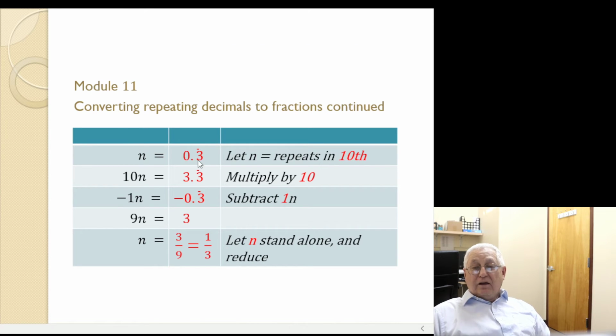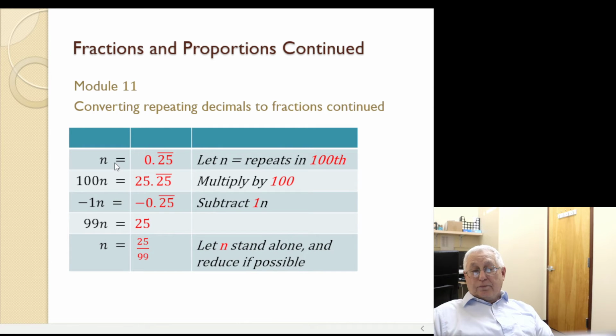Here we have let n equal 0.3 repeating, and it repeats in tenths. So we say 10n is going to equal 3.333, that 3 goes on forever. The reason that we got 10 is because we multiplied this. That becomes the whole number, 3.3. We subtract 1n from 10n, and we subtract 0.3 from 3.3, and we're left with 9n. 10n minus 1n equals 9n. 3.3333 minus 0.33333 is going to give us 3. And then we want n to stand alone, so n equals 3 over 9 equals 1/3. And that's the answer.